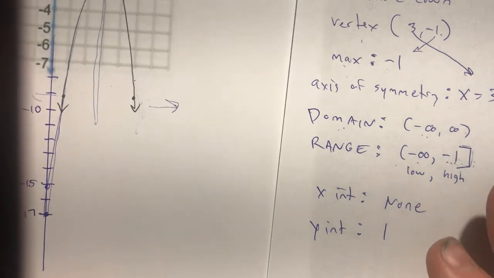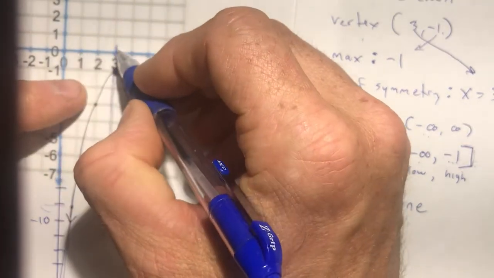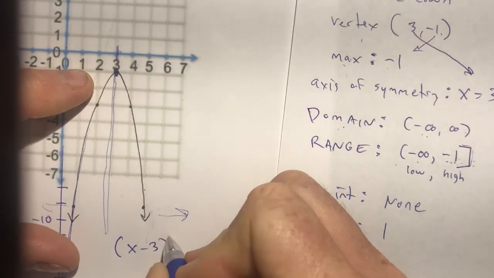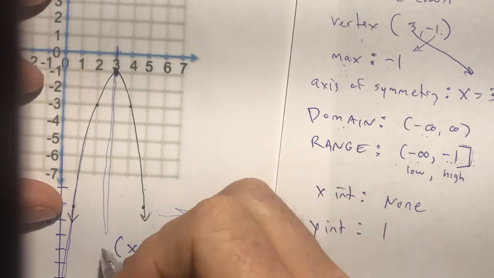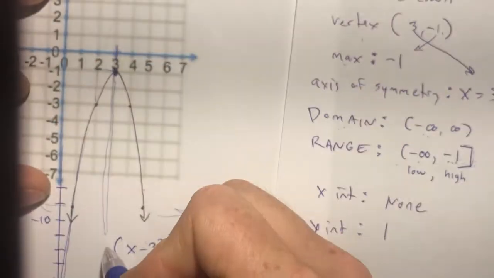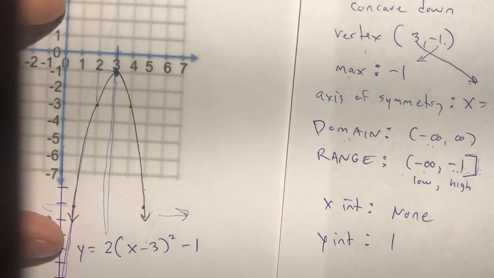Now, we might learn this later, but if you look at this right here, here's my vertex, which is 3, -1. So that means this is going to be x minus 3 squared and then -1. And since I go over 1, it's going down 2. I'm going to have a 2 in front of this. So this is what y is going to equal.